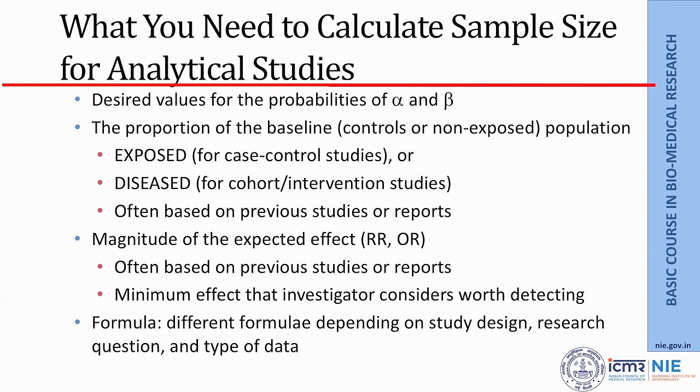Then, suppose in a similar scenario we are going to do a case control study or a cohort study, and how you should go about estimating the sample size. What you need is the desired values of the probabilities of alpha and beta, and the proportion of baseline, that is the control or non-exposed population, and in the case of case control studies, the proportion of exposed, or in the case of cohort studies, the proportion of disease.